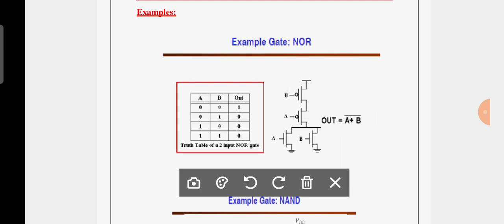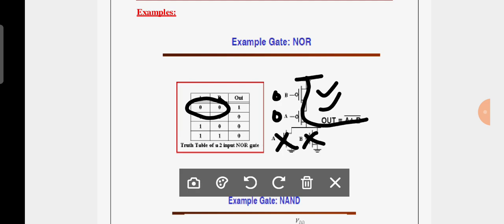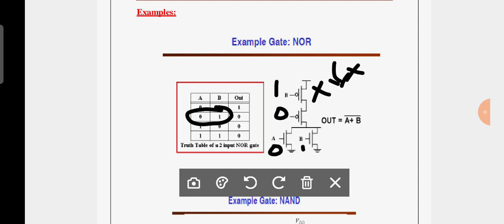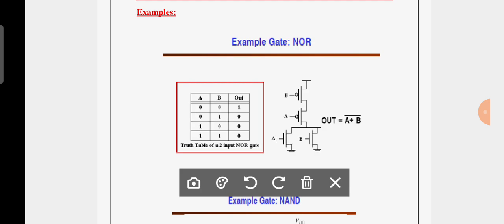Is it clear? Now you can verify that when A is 0 and B is 0, these two transistors are turned off and these two transistors are turned on, therefore the output is 1. I hope that is clear. Now when A is 0 and B is 1, this transistor turns off, therefore you do not have any flow here. But this one will not be turned on, and the other will be turned on. Therefore, what is the output? If you observe, 0 is the output. I hope that is clear. Now when A is 1 and B is 0, similarly, A is 1, B is 0.